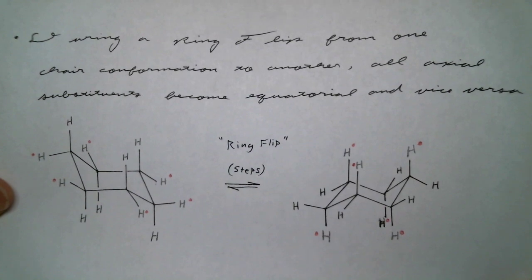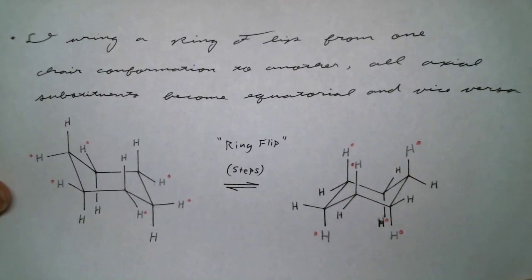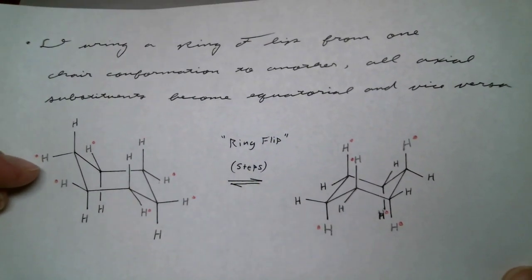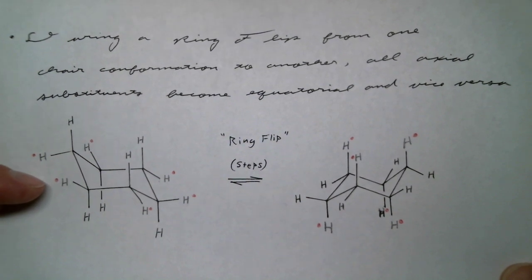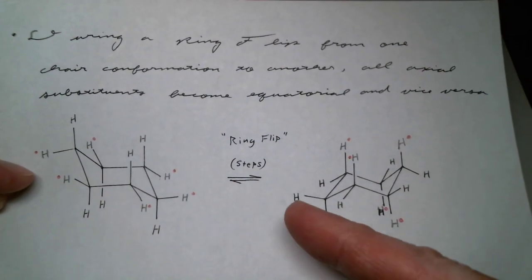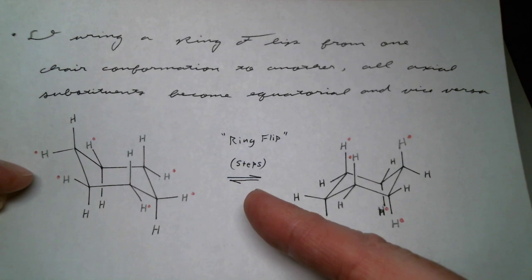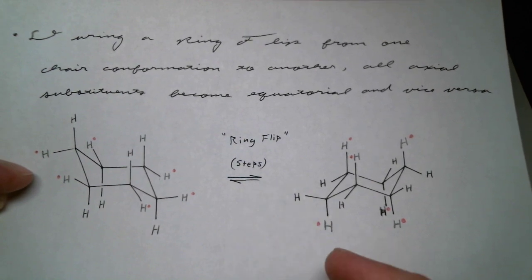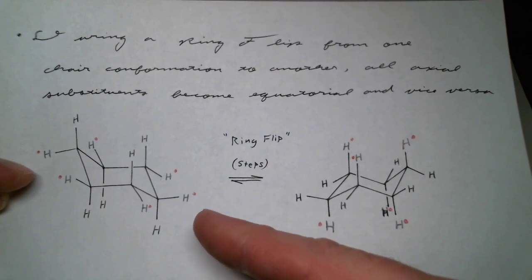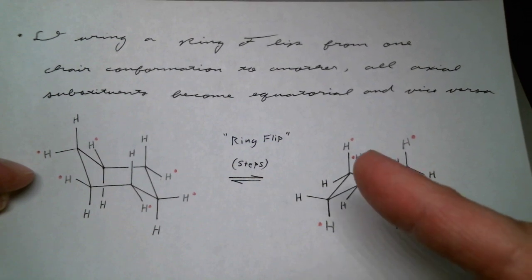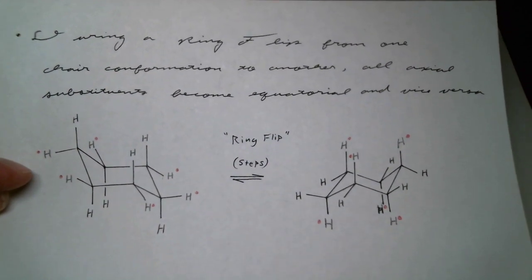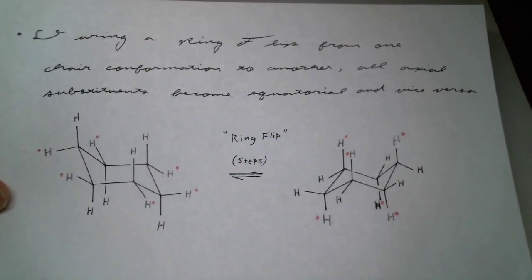conformations. Believe it or not, all axial substituents become equatorial and vice versa. And so what I've done on this particular chair conformation is I've drawn all the hydrogens that are equatorial to possess a little red dot. And then we say, oh, there is a ring flip, which happens through a series of steps. And we notice that all the hydrogens with the red dots that were formerly equatorial are now all axial.